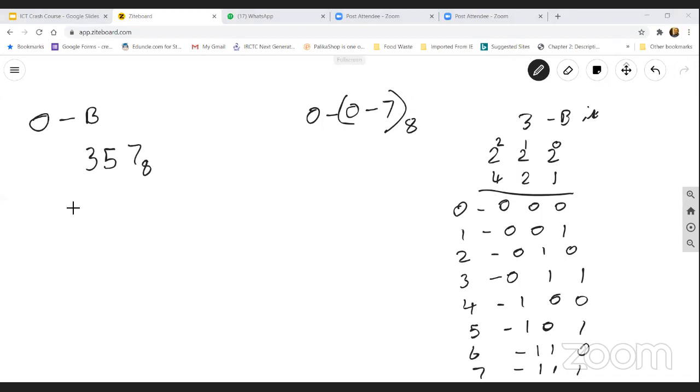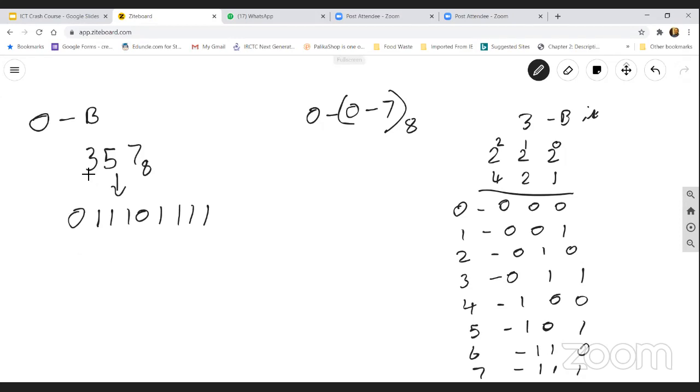What is the value of 3? 0, 1, 1. What is the value of 5? 1, 0, 1. What is the value of 7? 1, 1, 1. This is how we have to convert octal to binary. That's all. It's very simple actually. Okay. The only thing is you have to know the binary values of octal 0 to 7.